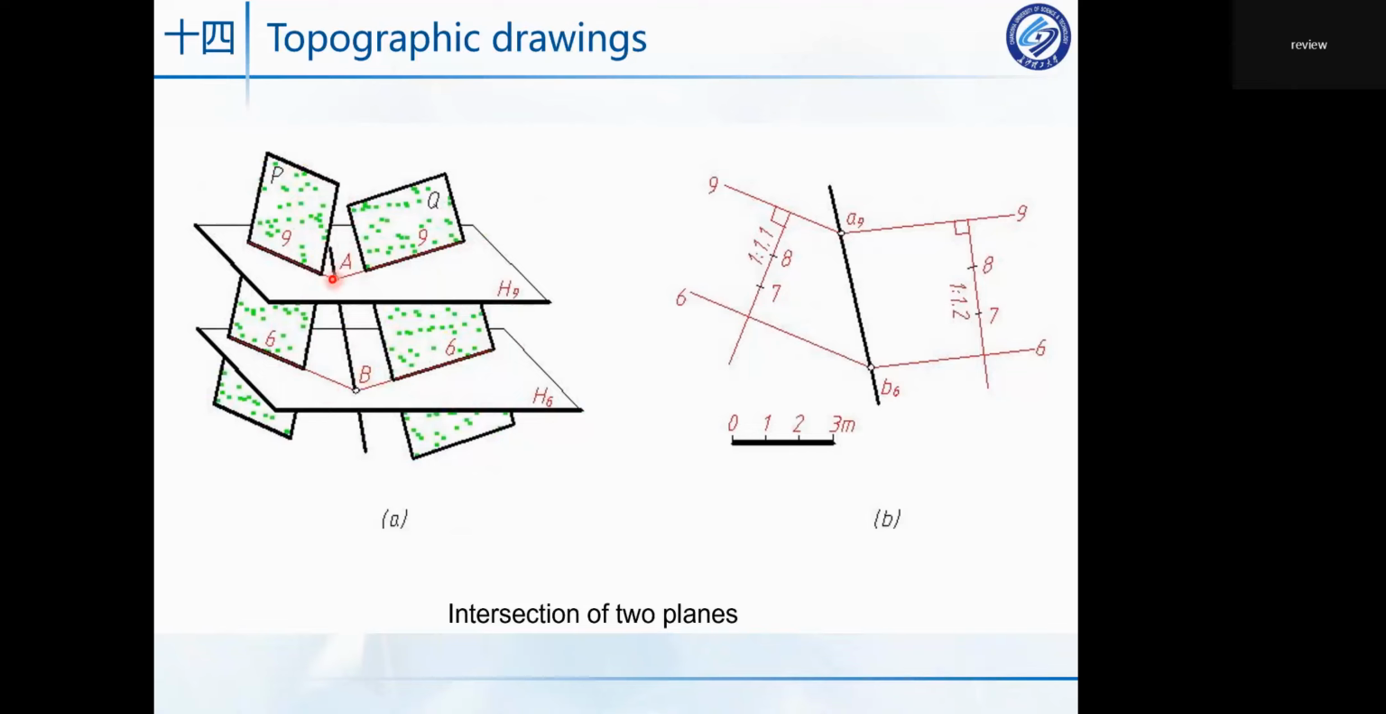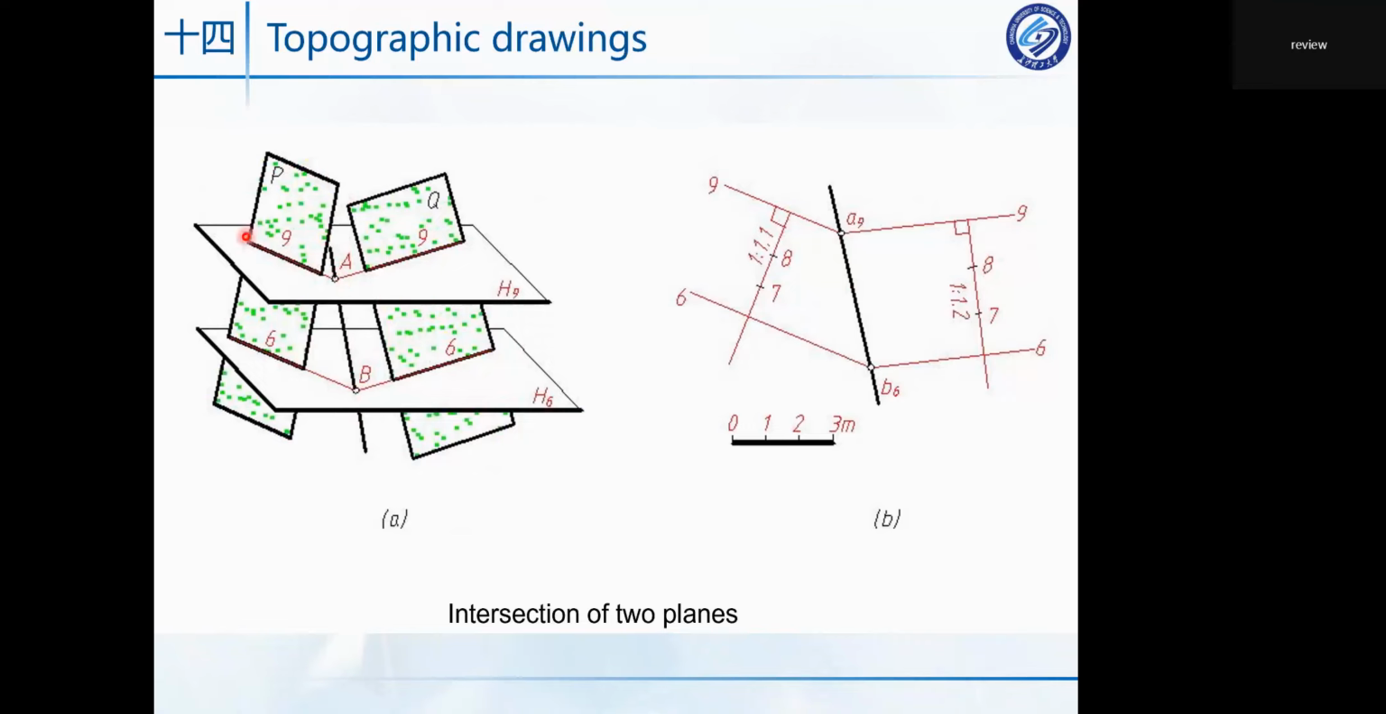Okay, so you can see point A and point B. Now you can understand that point A and point B are both on the intersection line. So if we get these two points and connect them, this line must be the intersection line of these two planes. So where is A and where is B?